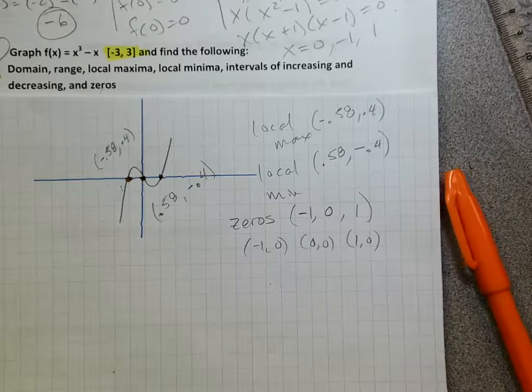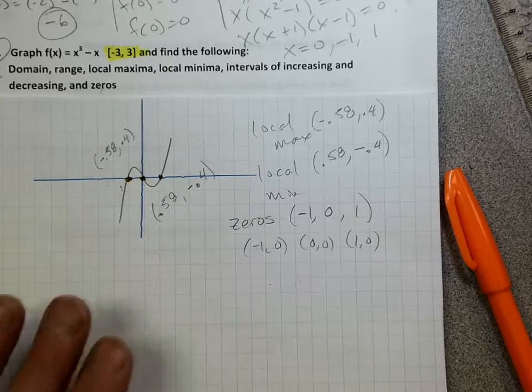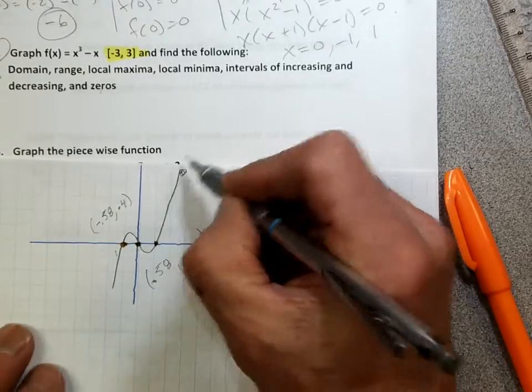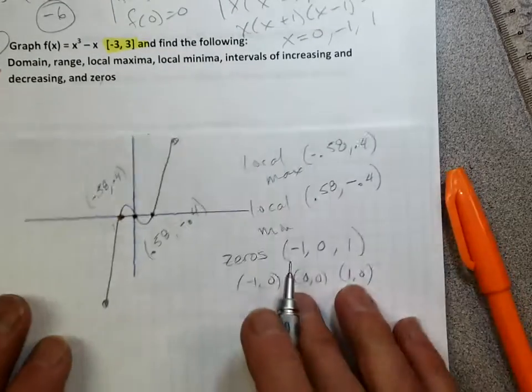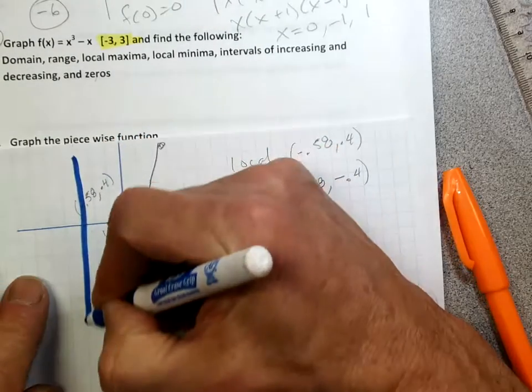Now, increasing, decreasing. So, first of all, I need two other points. Are we listening? I need the point way up here, and I need the point way down here, okay? Because I'm only going to look at this thing between, in fact, I'll block it out. I'm only looking at this much of my graph.